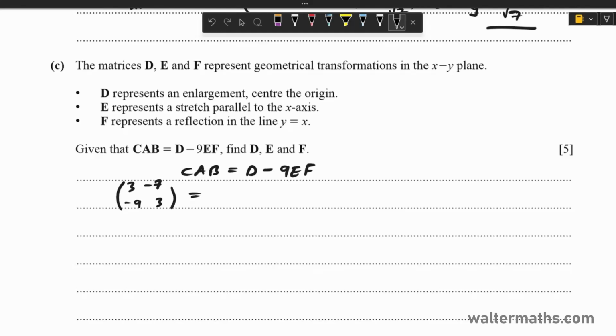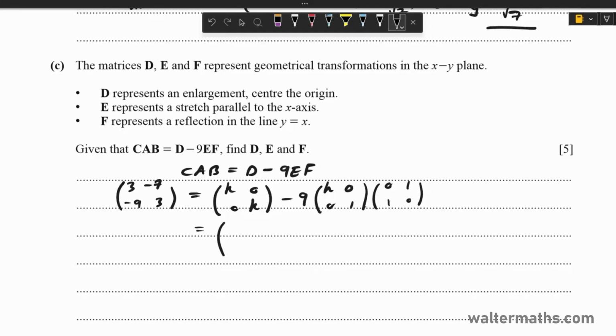Now D, that's an enlargement, center origin. The matrix representing that is K, 0, 0, K. You should know. It's minus 9. E is represented by a stretch parallel to the x-axis, and the matrix for a stretch parallel to the x-axis is, say with stretch factor H, H, 0, 0, 1. And the matrix representing F, a reflection in the line y is equal to x, is the matrix 0, 1, 1, 0. So this is what we need to simplify.